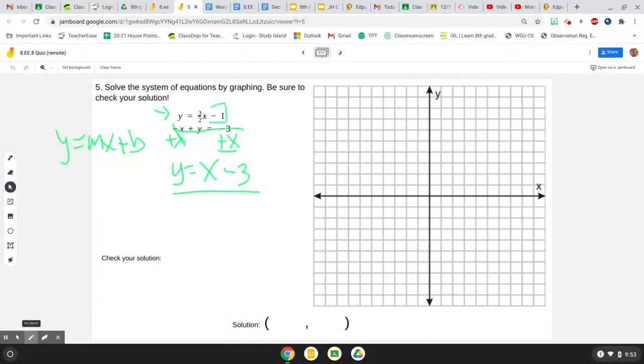So my y-intercept here is -1. We'll start at -1 on my y-axis. And my slope is 3/2. So they're both positive. So rise over run. So I'm going up 3 to the right 2. Do it again. Up 3 to the right 2. Up 3 to the right 2.